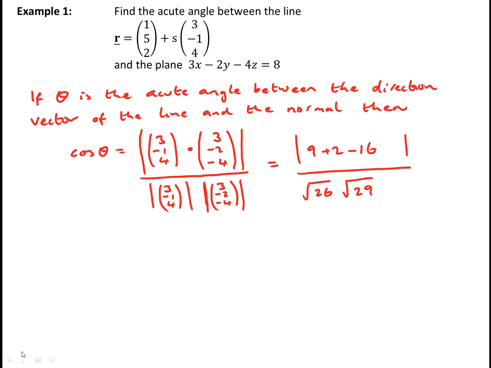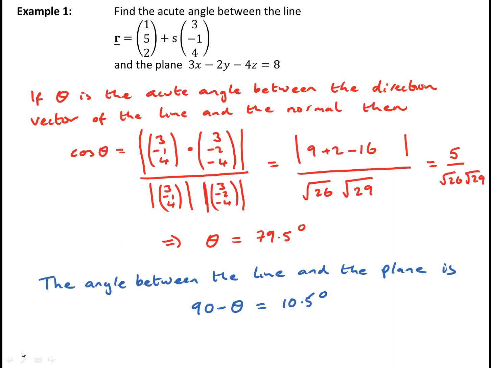So we've got cos theta is the modulus of 9 plus 2 minus 16, which is the modulus of minus 5, which is 5, over root 26 times by root 29. That tells me that theta is 79.5 degrees, which means that the angle between the line and the plane, which is 90 minus theta, must be 10.5 degrees.